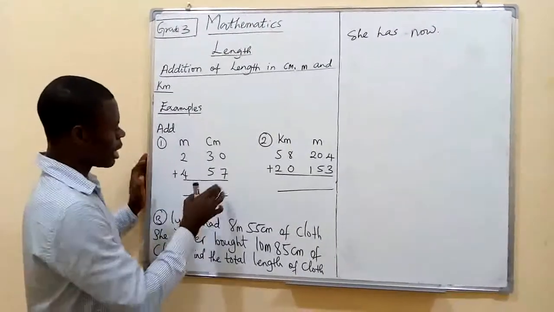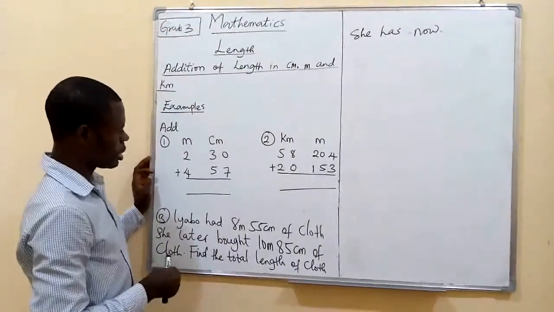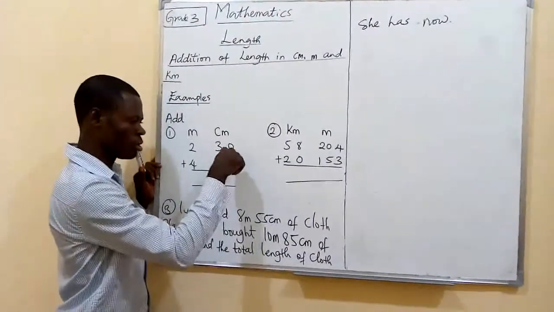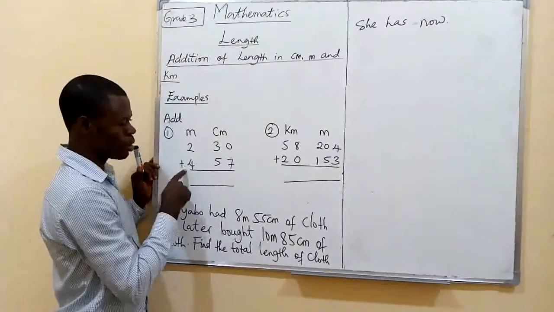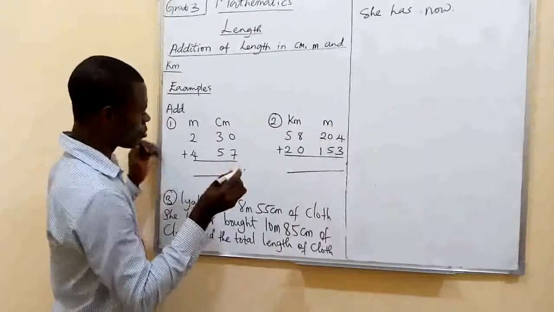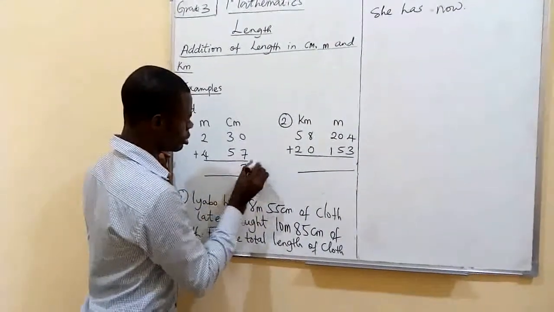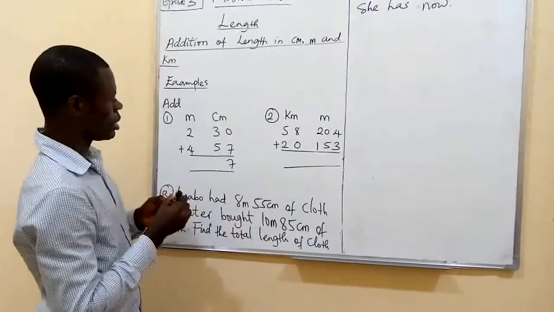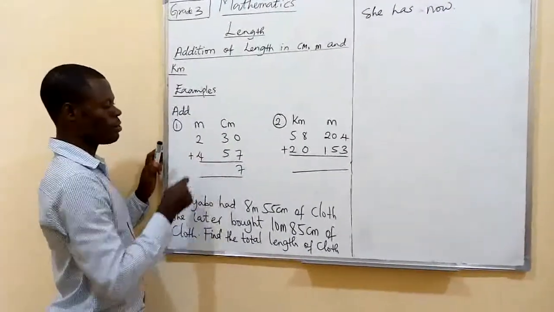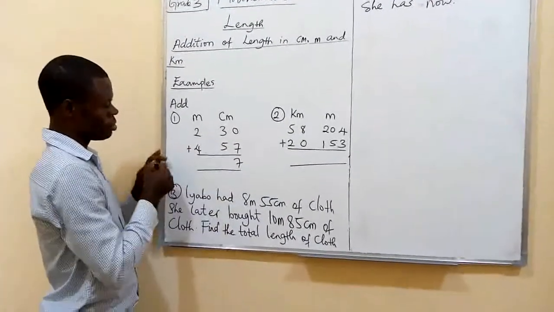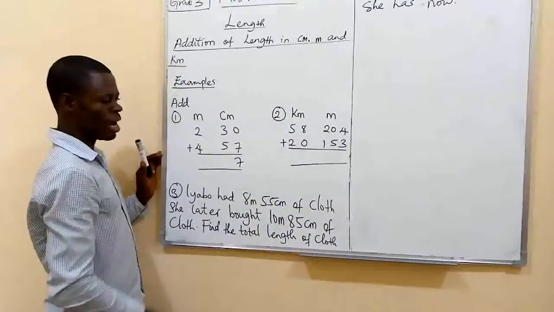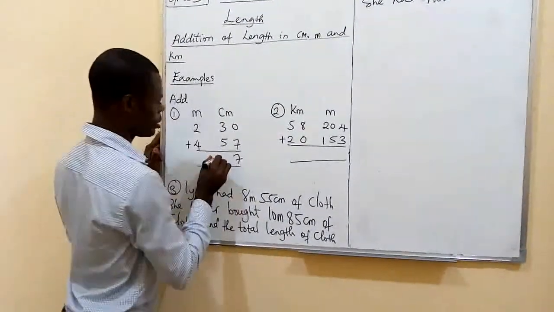So let's put together 2 meters 30 centimeters and 4 meters 57 centimeters, starting with the unit column. We have here 0 plus 7. Any number plus 0 is that number, so 0 plus 7 is 7. The next column is the tens column: 3 plus 5. You can use your rough work, count 3, count 5, add together. What you will have is 8.